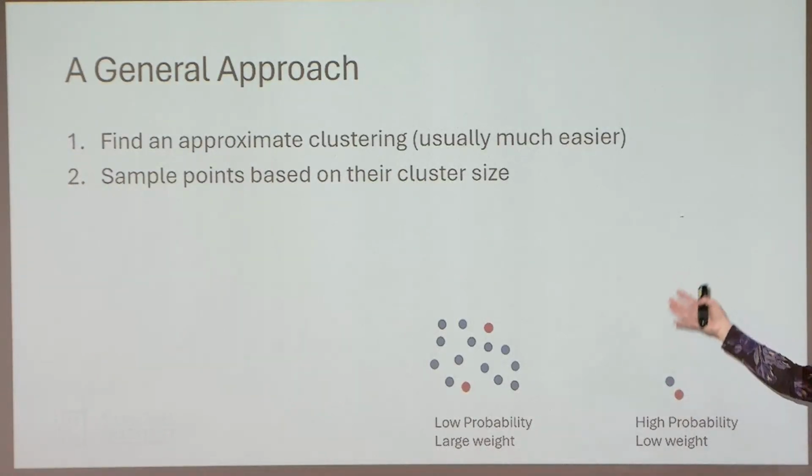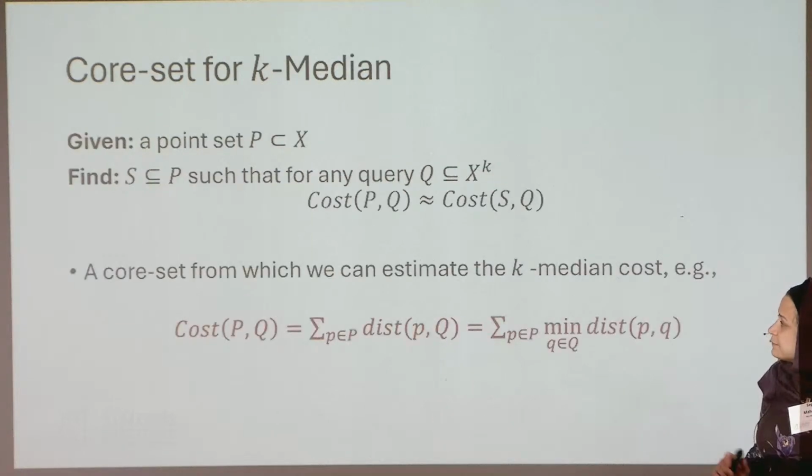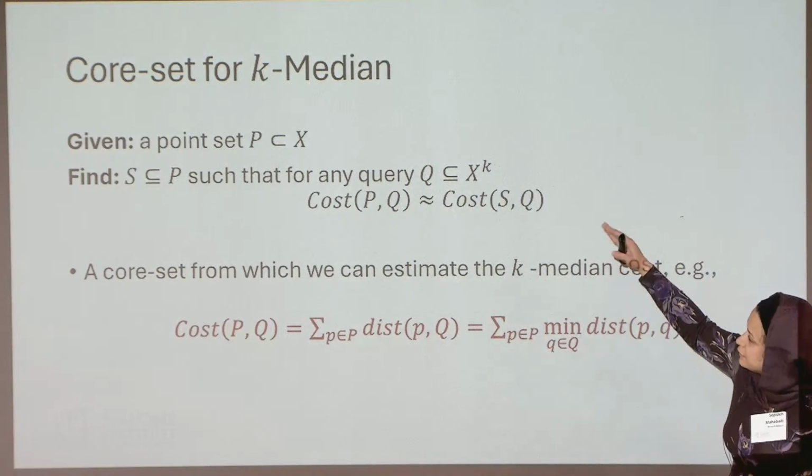Okay, so then a general approach would be to find an approximate clustering and then sample the points based on their cluster size. Okay, so now let me tell you about one, again, generic technique for constructing coresets that's based on sensitivity sampling.